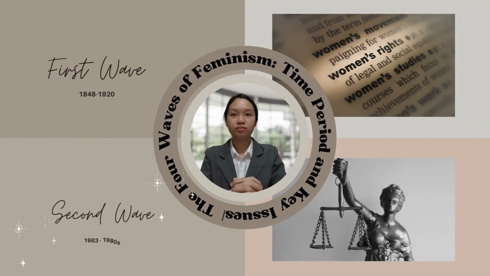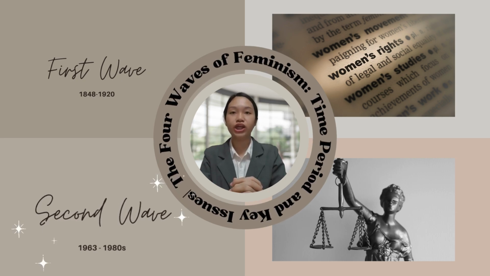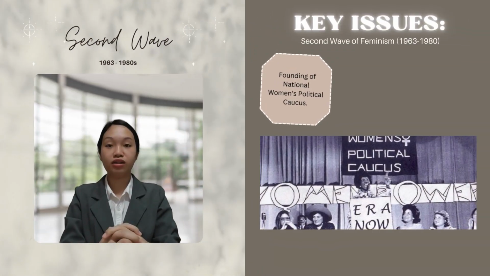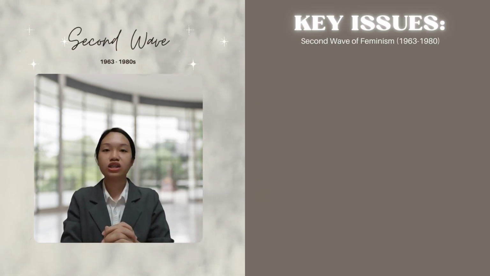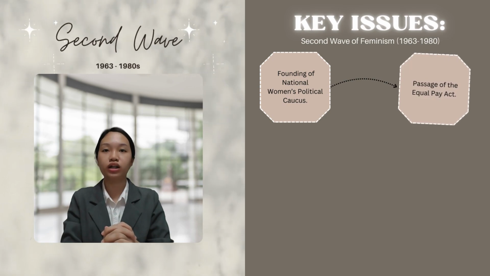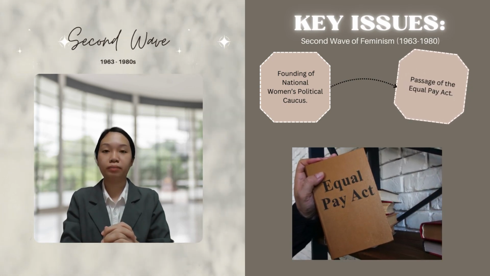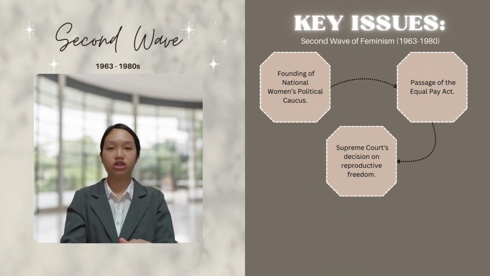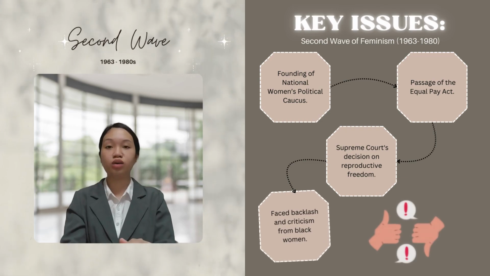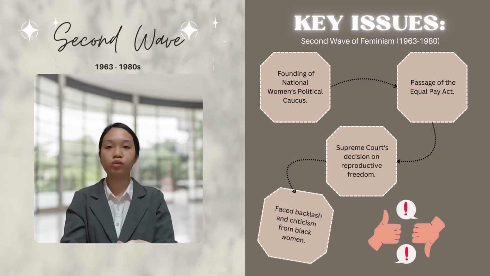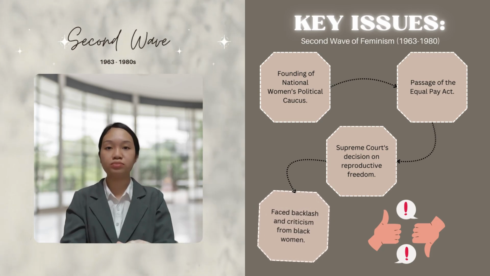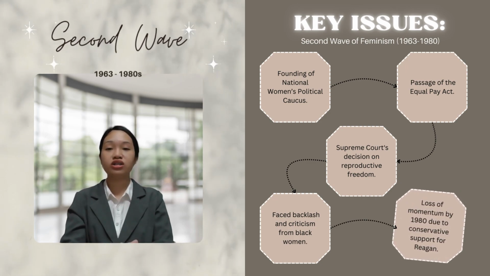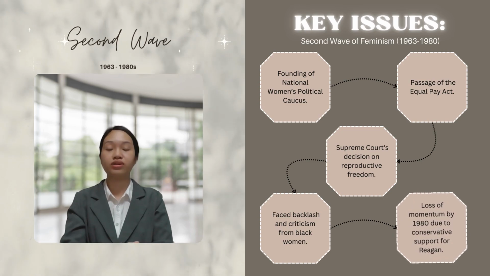The second wave of feminism happened from 1963 up to the 1980s. The second wave of feminism emerged as a significant political force. Key events included the founding of the National Women's Political Caucus, the passage of the Equal Pay Act, and the Supreme Court's decision on reproductive freedom. The movement faced challenges, including backlash against the Equal Rights Amendment and criticism from Black women due to a focus on white women's privilege. Unfortunately, the movement lost momentum by 1980 with the rise of conservative support for Ronald Reagan's presidency.